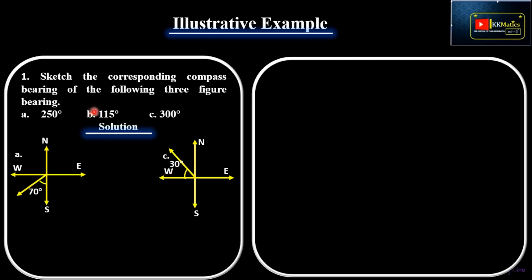Let's consider B, which is 115 degrees. We know that this is going to lie in the second quadrant, which means it's greater than 90 but less than 180 degrees, between south and east. So that gives us south 25 degrees east. To get 25 degrees, we subtract 90 degrees from 115 degrees to give us 25 degrees.